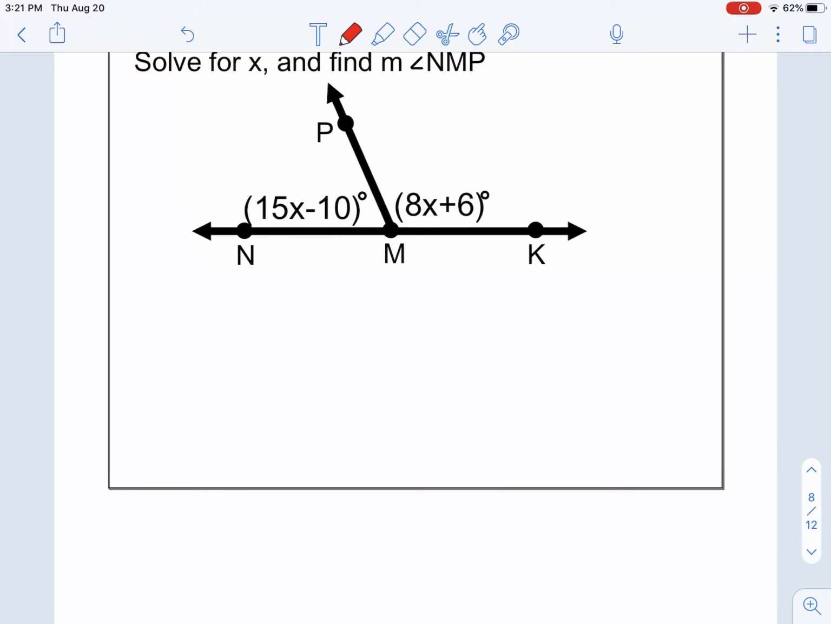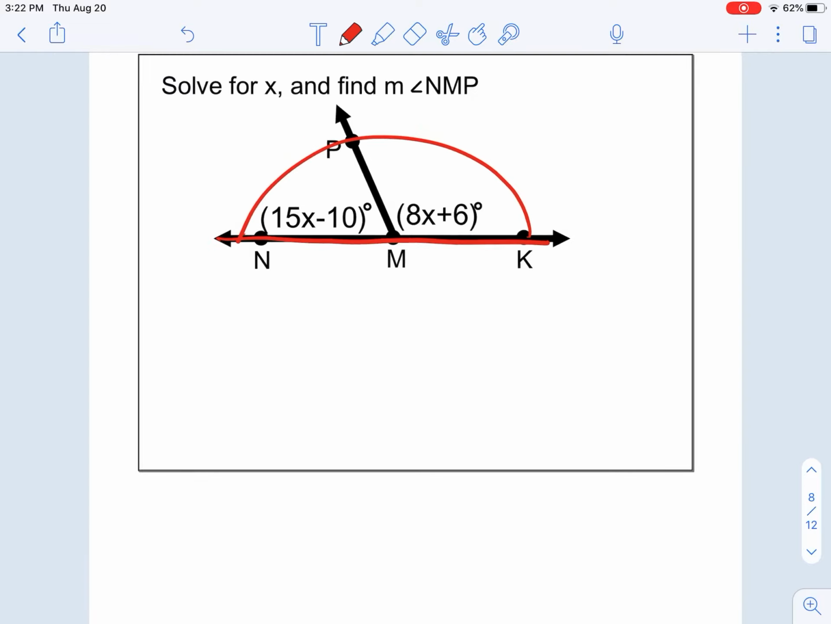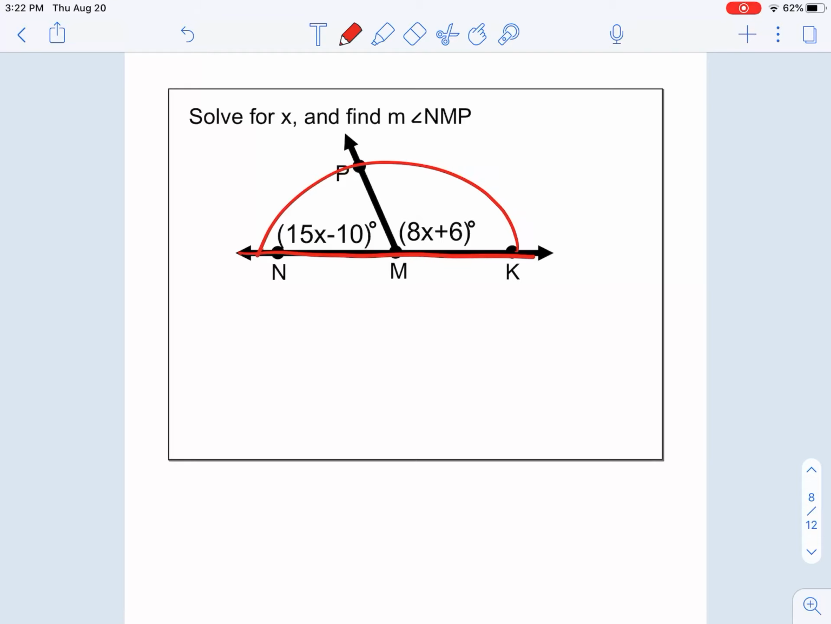Okay, this one right here, solve for x. The only thing I could possibly see someone doing wrong is setting them equal to each other, and they never told us that that's an angle bisector, and we don't have congruency marks. But we do know that this is a straight angle right here, so these two angles have to add to 180. So now I'm ready to write my equation.